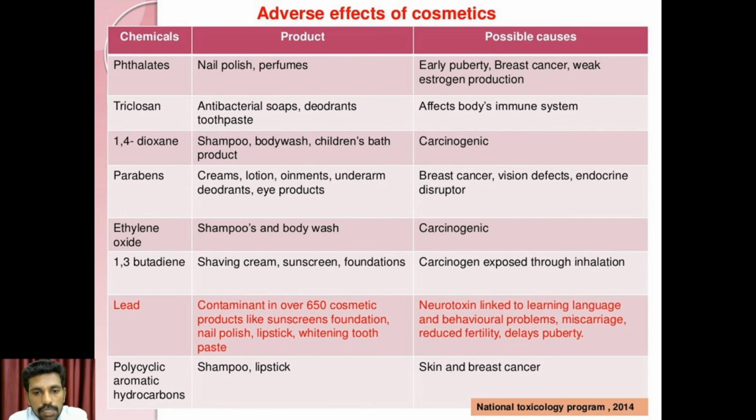Ethylene oxide is present in shampoos and body wash, and it causes carcinogenic effects. 1,3-butadiene is present in shaving cream, sunscreen, foundation cream, etc. It's possible to cause cancer by means of skin inhalation. The lead compound is a dreadful one. Over 650 cosmetic products like sunscreen, foundations, nail polish, lipsticks, and whitening toothpaste have lead as a major component. It's possible to cause neurotoxicity linked to learning, language and behavioral problems, miscarriage in women, reduced fertility, and delayed pituitary problems. Polycyclic aromatic hydrocarbons are present in shampoo and lipsticks. They possibly cause skin and breast cancer.